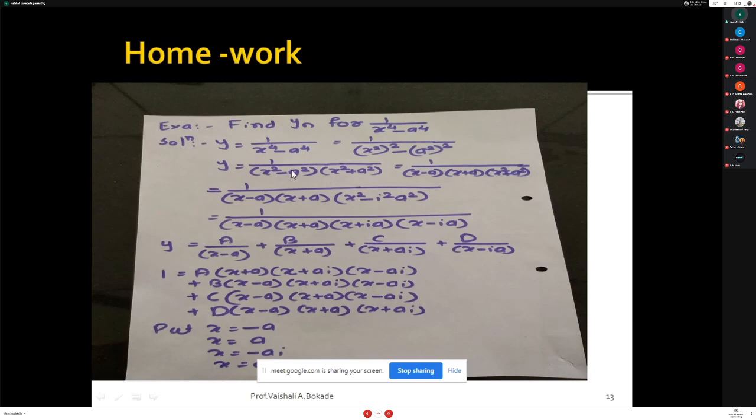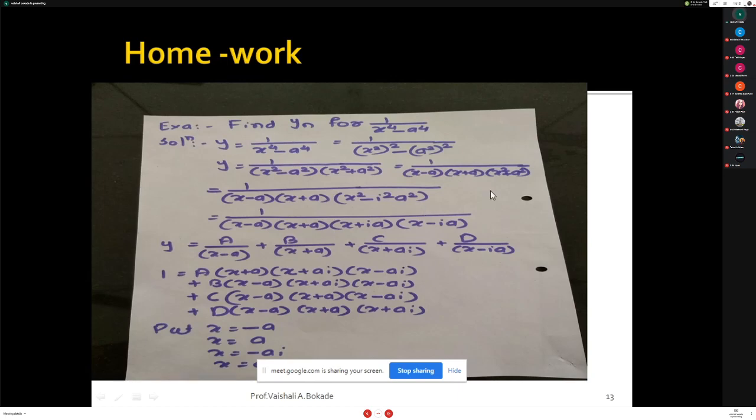So now I have two brackets which contain x square terms, quadratic terms. If it is possible, again I will go for linear factors. Yes, it is possible here. So I am writing x square minus a square as x minus a into x plus a. The remaining term I am keeping as it is: x square plus a square. So I have x minus a into x plus a, and I am keeping this as it is.